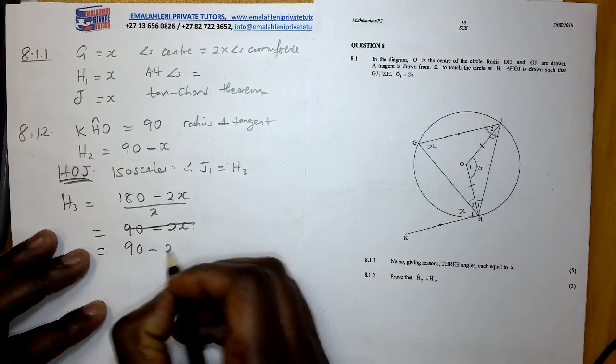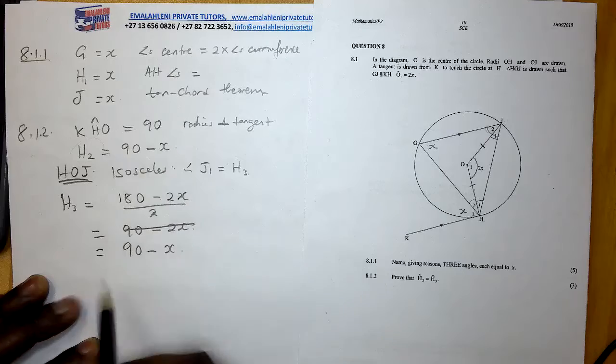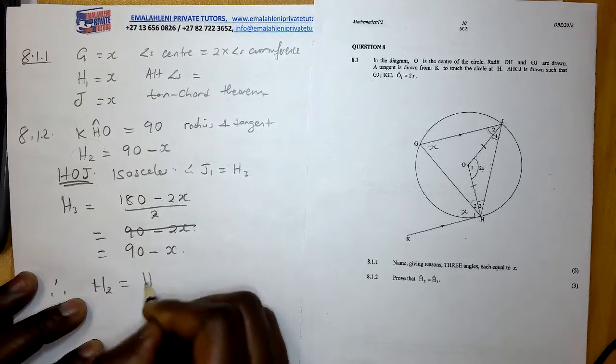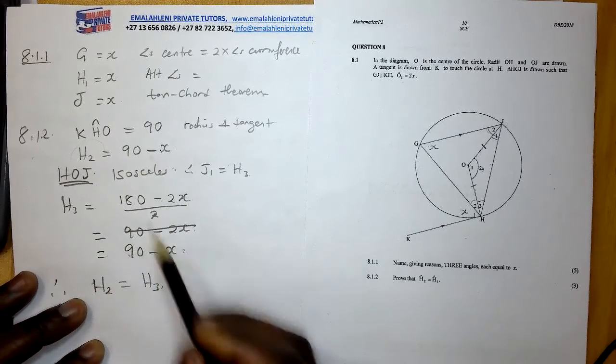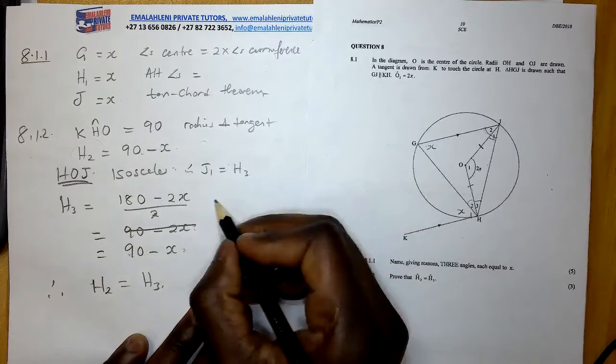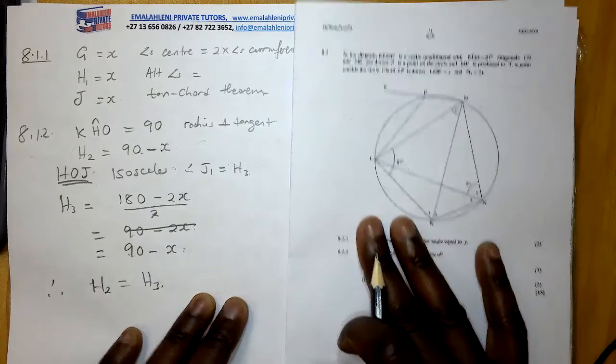(90 minus x), okay? And therefore, H2 is equal to what? Therefore, H2 is equal to H3, because they are both 90 minus x. So we are done with that. Now, let's move on to the next question.